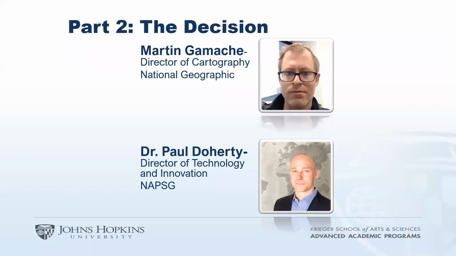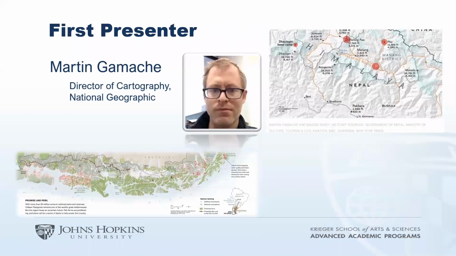Part 2 is titled The Decision, and part 2 focuses on the historical aspect of past pandemics, how we map them, how we interpret the information in the form of cartographic visualization, and how these past pandemics can help states and local organizations make critical decisions. For part 2, we bring together speakers Martin Gamache from National Geographic and Paul Doherty from the National Alliance for Public Safety GIS, known as NAPSG Foundation. At the end of each speaker, we'll have time for questions and answers, so please save those questions. You can post them in the chat box, and I'll be able to direct those questions to our speakers if time permits. With that said, it is my honor to welcome our first presenter, Martin Gamache.